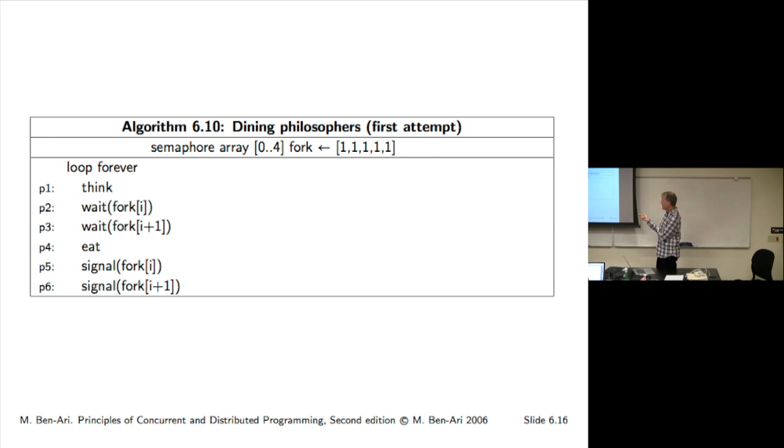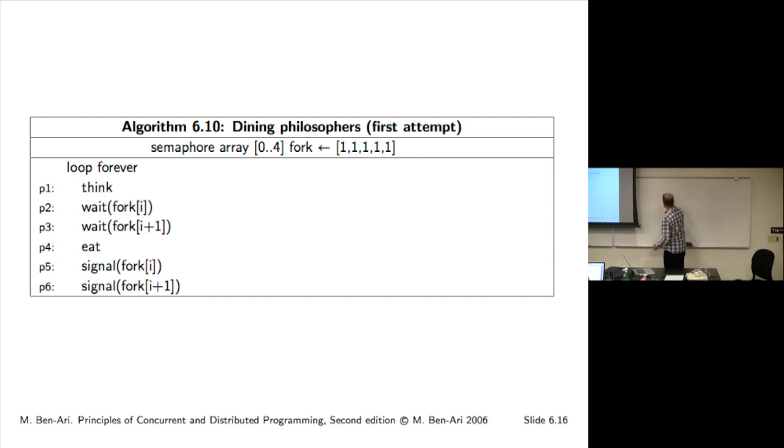What we have is a semaphore array. Do we understand how this works? Semaphore array 0 dot dot 4 fork gets 1 1 1 1 1. So what does this initialization mean? It means that for fork sub zero, we do a fork sub zero dot V of one. Is everybody clear on that?